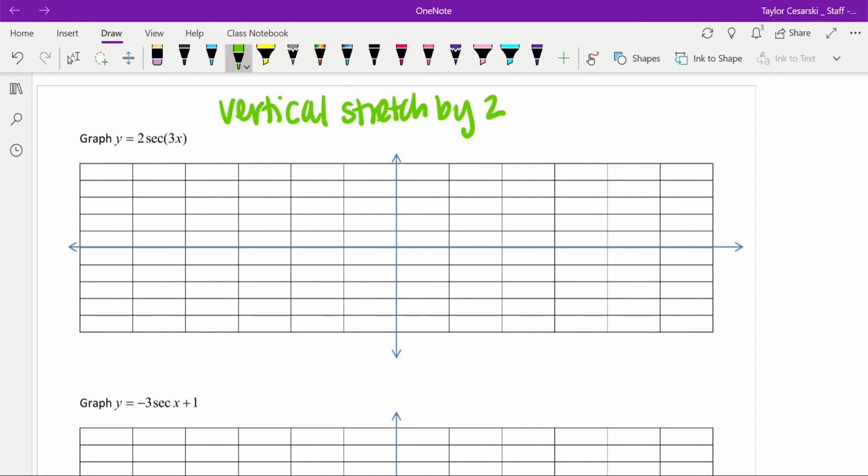Okay. I have right here, this 3 means my period of, again, this one is secant, so I'm going to be dealing with cosine. So my period is going to be 2 pi over 3. So 2 pi over 3 is 2/3. So I'm going to go 1/6, 2/6, 3/6, 4/6. 2/6 is pi over 3, pi over 2, and then I'm going to go backwards.